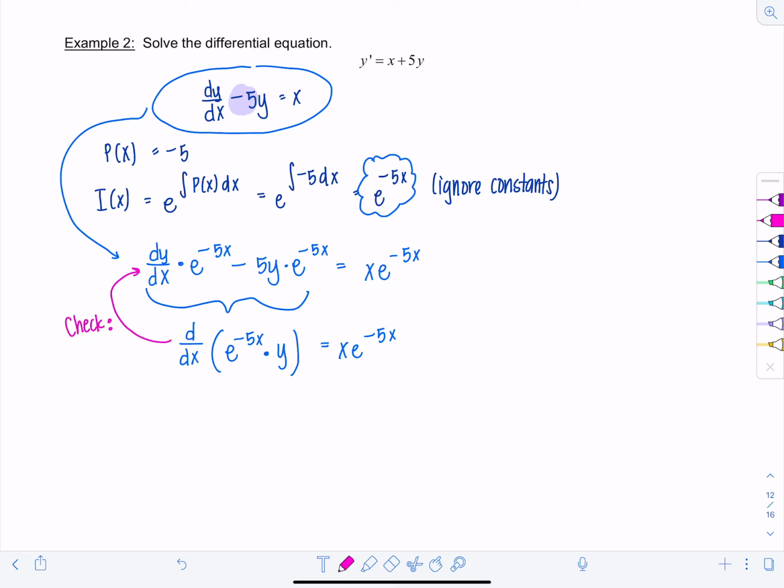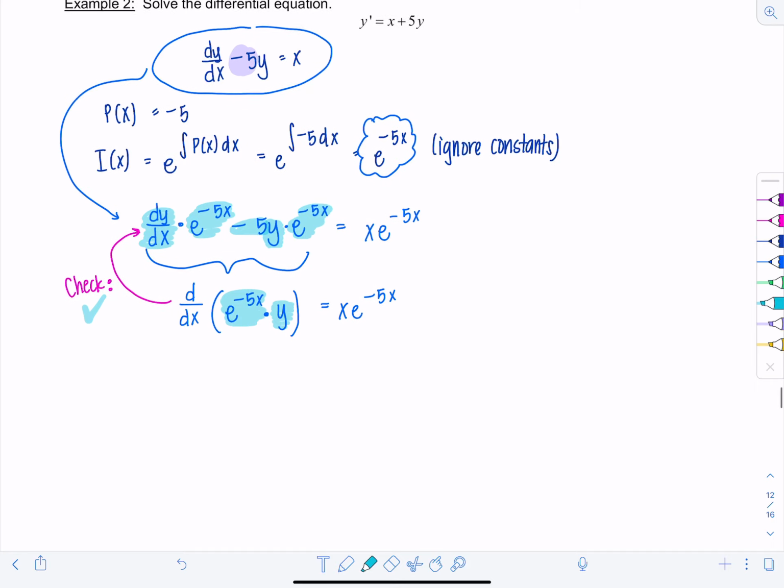Okay, so let's think here. We'd have to use the product rule, right? So say we left e to the negative 5x alone. Okay, there he is. And then I took the derivative of y, then it would be dy/dx. Plus, now I'm going to differentiate e to the negative 5x. Well, I'd have to use the chain rule. So there's that negative 5, e to the negative 5x, and then I leave y alone. Yep, there it is. So it checks out. Beautiful. Equals x times e to the negative 5x.